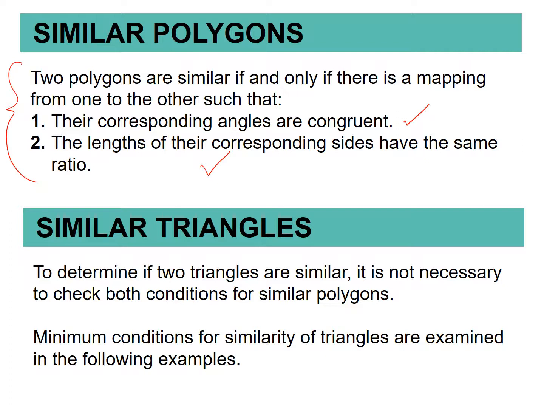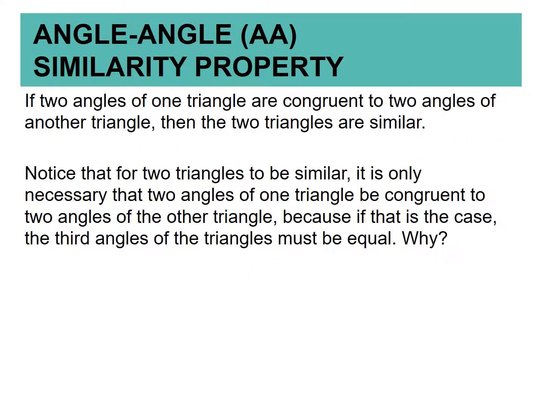So if we want to check if 2 triangles are similar, we don't have to check both conditions. If we can check with our information that all angles are congruent, then we know that the sides have to be proportional. Or if we can check that all the side lengths are proportional, we know that all the angles are congruent. But we have some similarity properties, just like we did congruence properties.